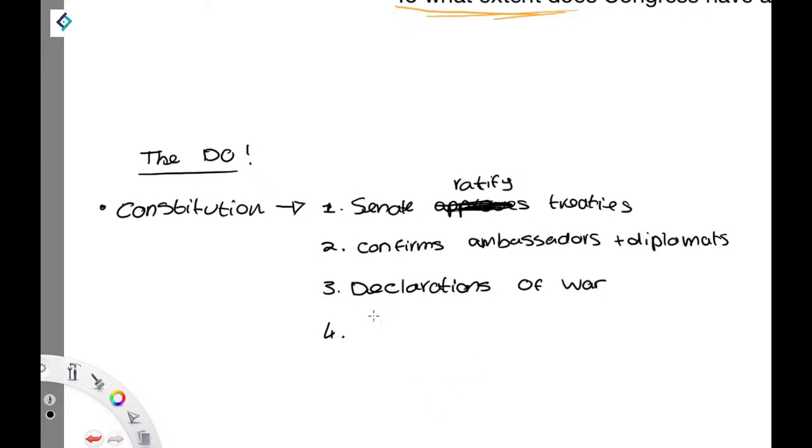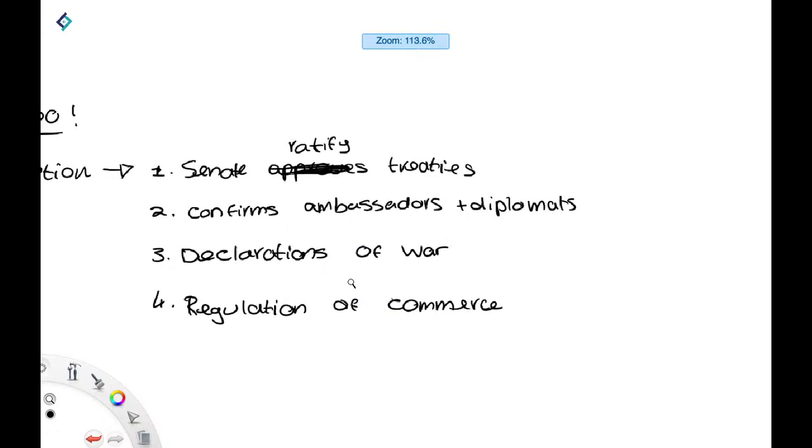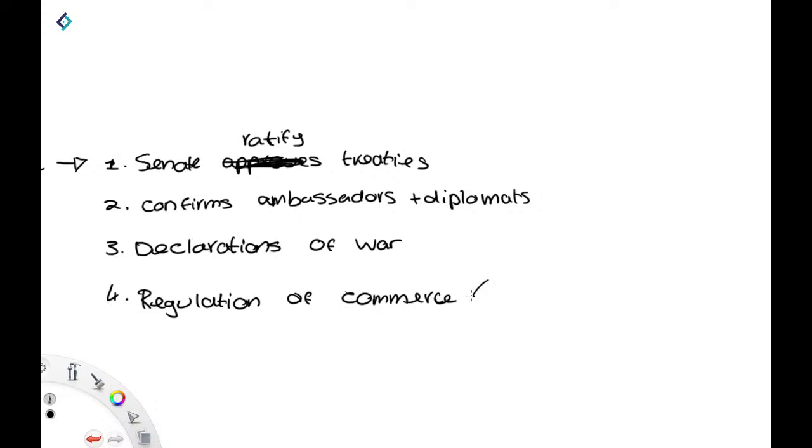They also have the power to regulate commerce with foreign nations. So we have the regulation of commerce. Now, as a side note, why do you think that this is a power of Congress and not a power of the president? This is just a little side question. Think back to the reasoning of the founding fathers. Why might the regulation of commerce be something that Congress has to do? It's a very interesting question.